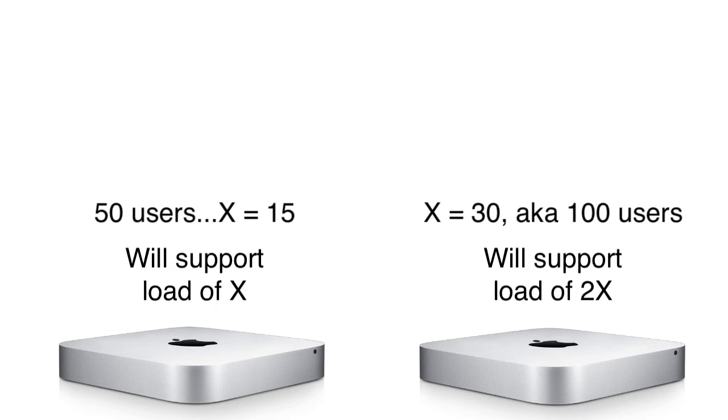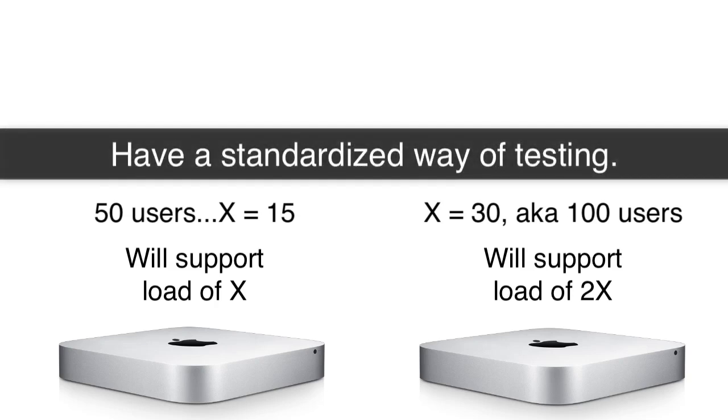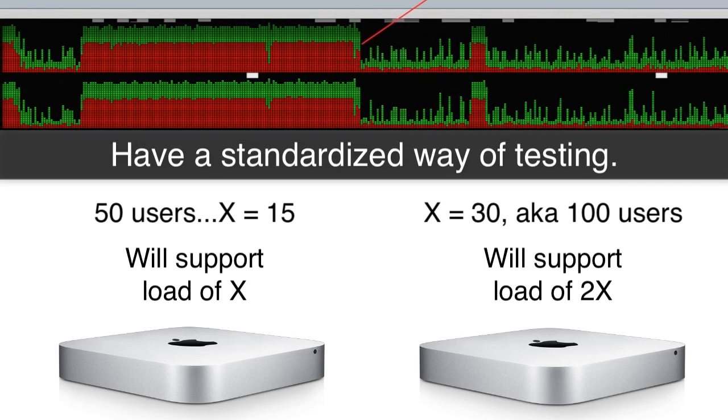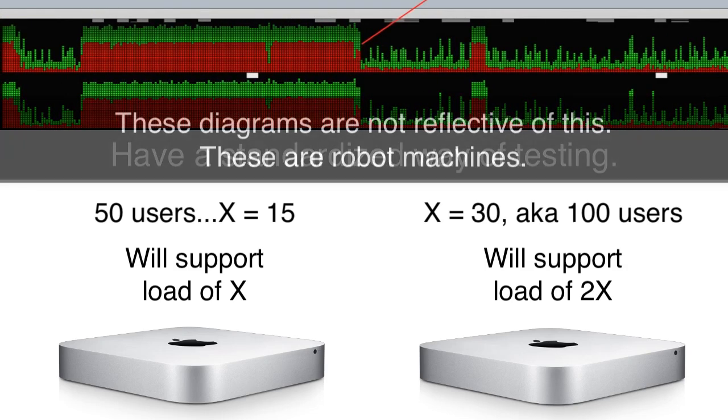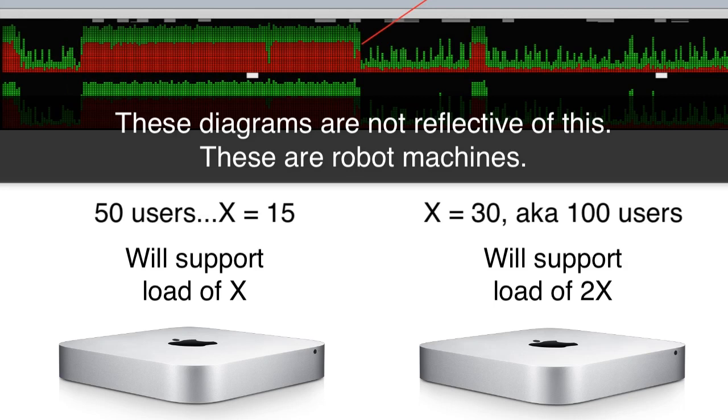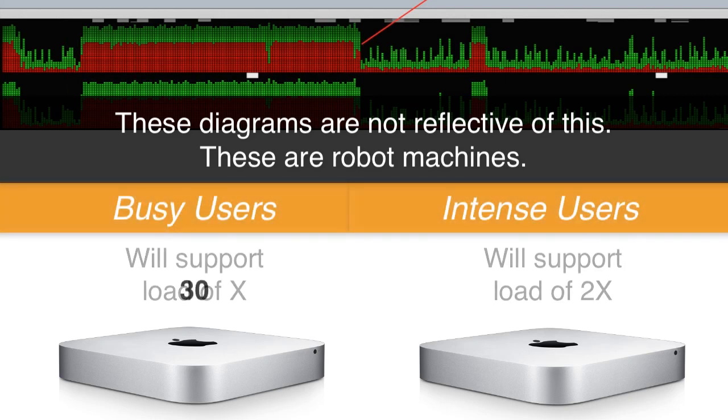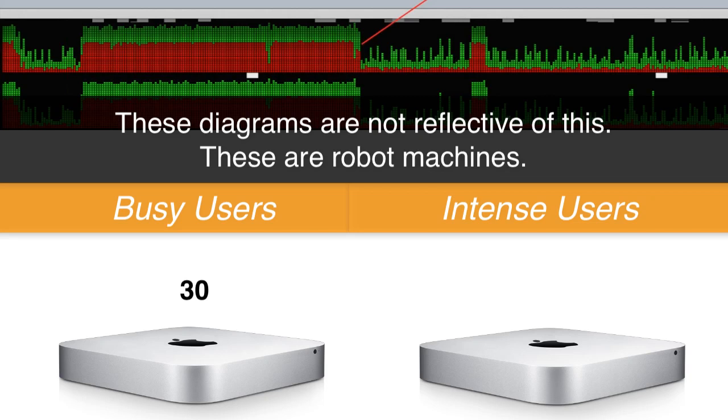So the idea is that we just have a standardized way of testing, but I just want to make sure that all the people watching this video understand that this is not reflective of this kind of computer running 30 users and that maxes out, because these are effectively, once again, robot machines. You're never going to have, in reality, 30 busy people in a real office. More likely, this represents 75 or 80 users in a company at least, or maybe even 100 people.